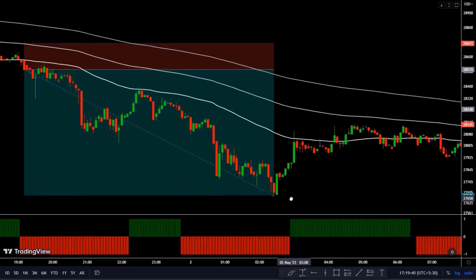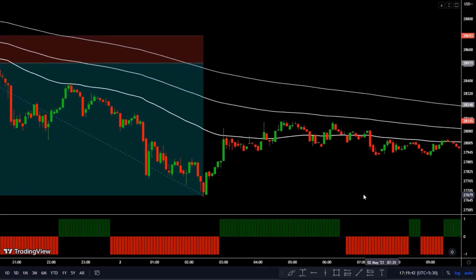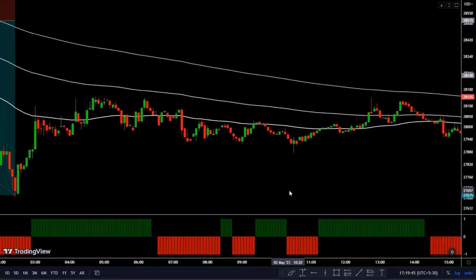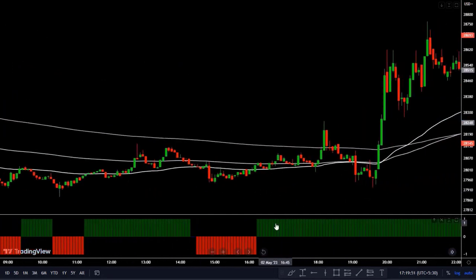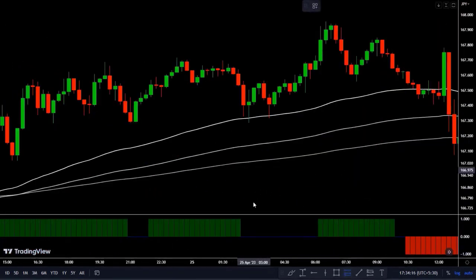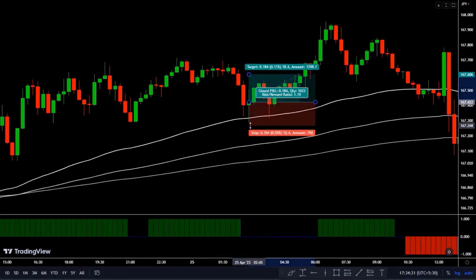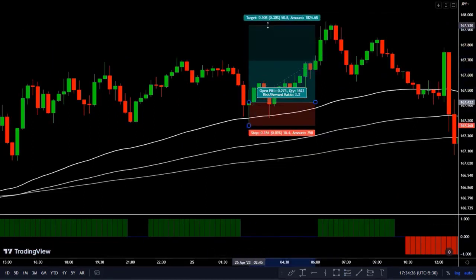Let's take a look at a couple more examples. Take a look at how well this strategy filters out the consolidation phase. No available setups found. The next long signal was given at the perfect timing. We could have bought it at the retracement and made all this profit.